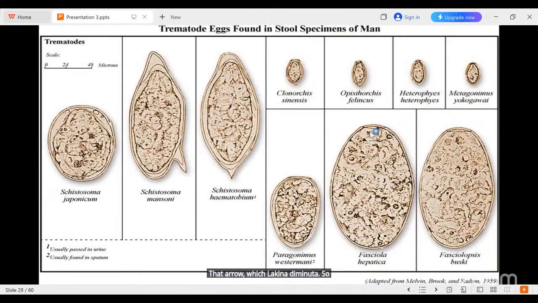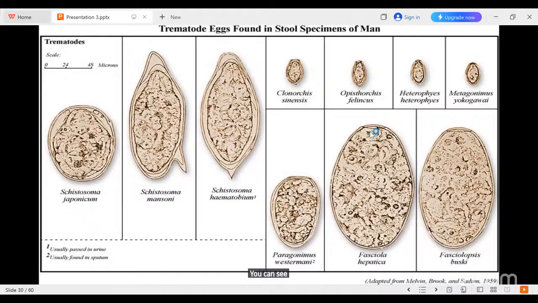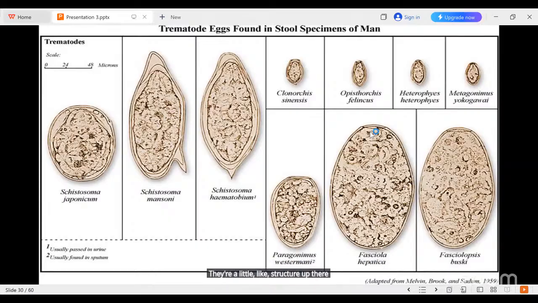So then these are a demonstration of some trematode eggs. You can see Japonicum with a knob. You can see Mansoni with a lateral spine. You can see Haematobium with a terminal spine. You can see Clonorchis sinensis up there, which is almost like Heterophyes, because all of them have that operculum, the lid-like structure up there, with some shoulders where the operculum is settling.